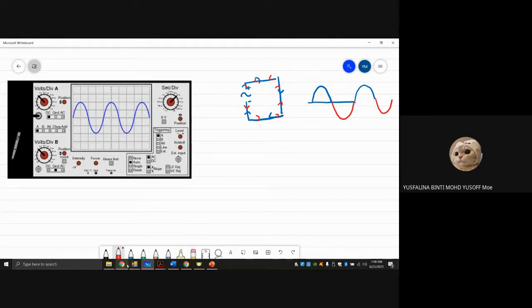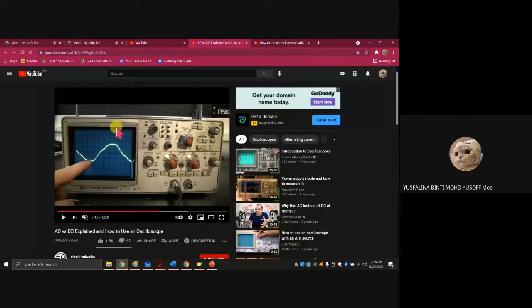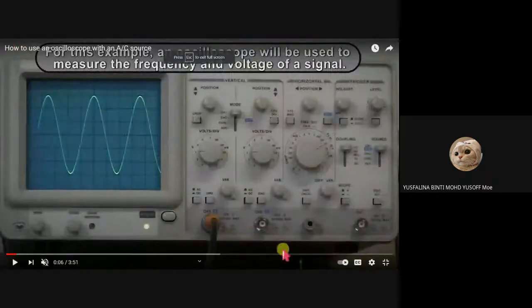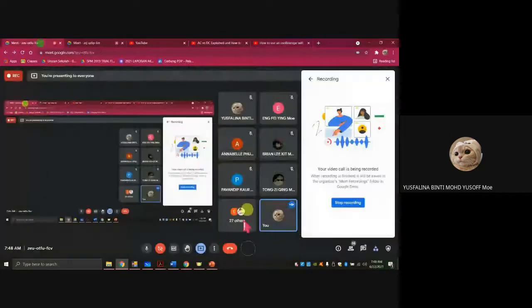All right, so now we see how to use an oscilloscope, the CRO. I will show you a video first.